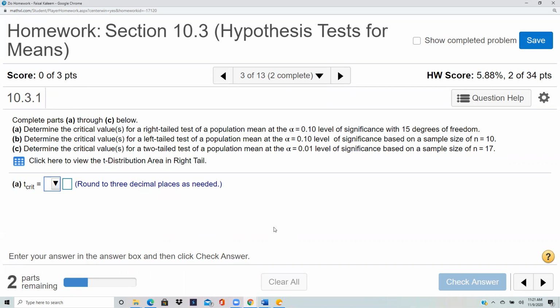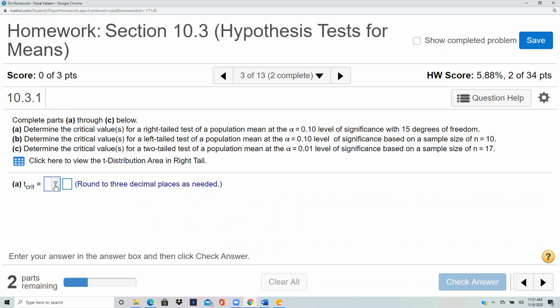Determine the critical values. So many of the problems will be very similar in this section. The only difference is that we are now dealing with hypothesis testing for means. So in the previous section, we were dealing with hypothesis tests for proportions. And so in that case, for critical value, we were using a normal calculator. When you are dealing with a hypothesis test for mean, you do T calculator for the critical values.